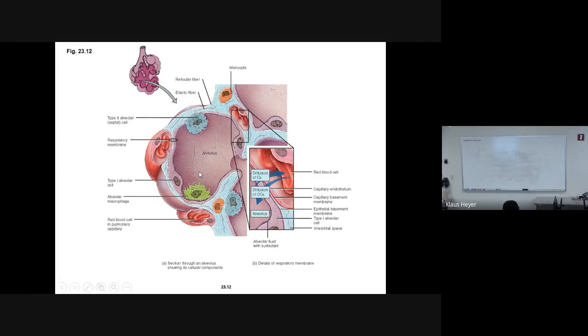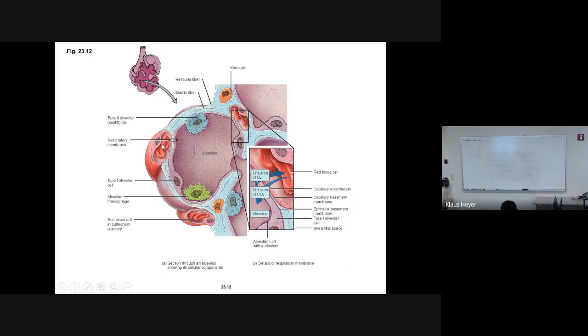So this is the alveolus. Oxygen and carbon dioxide have to move across the respiratory membrane. That's these layers: two layers of epithelial cells and two layers of basement membrane, because epithelial tissue is always attached to a basement membrane. And you'll see here, they're calling it capillary endothelium, because just one more time, that's what they call epithelial tissue, in blood vessels.